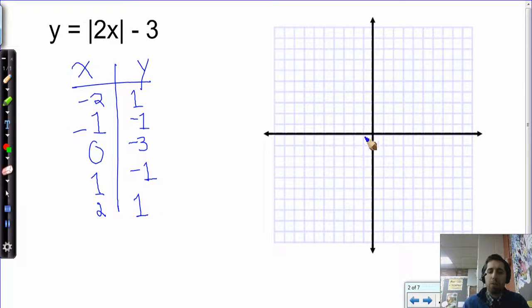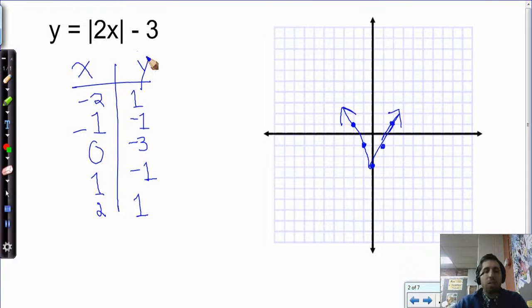So what we notice is we have some symmetry here. We know that if we have -2, 1, we have this point. If we have -1, -1, we have this point. 0, -3 down here. 1, -1, and 2, 1. Those are our 5 points that we just came up with, and it looks like this would show us our graph. And we can see that there's this symmetry.